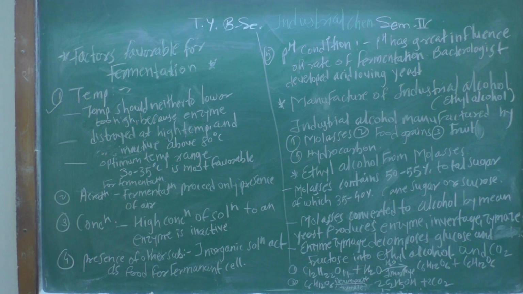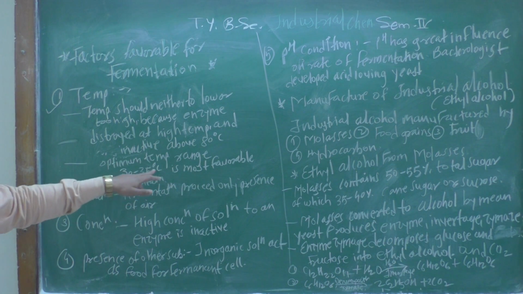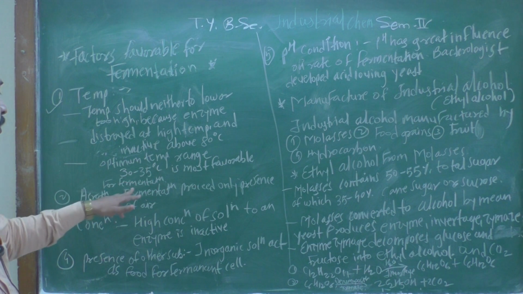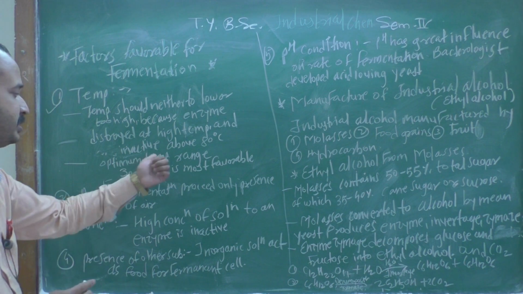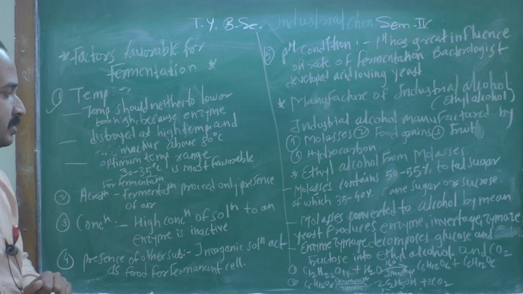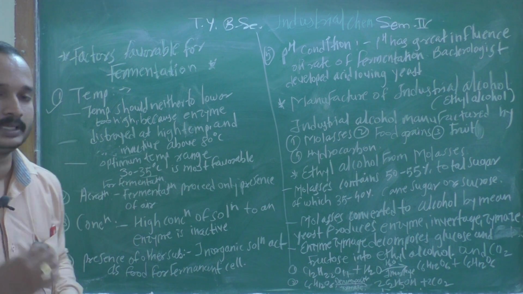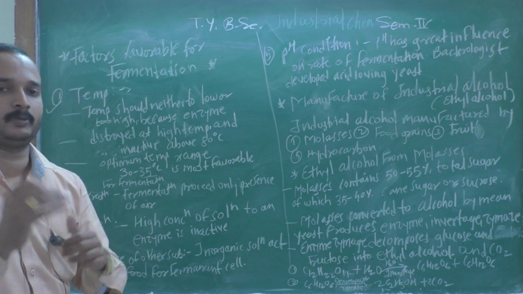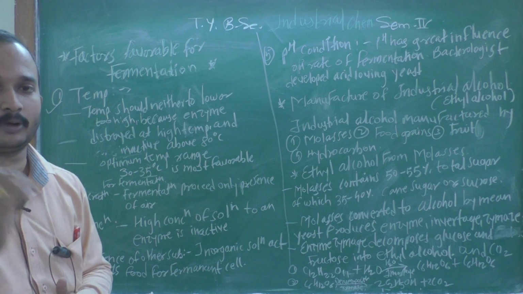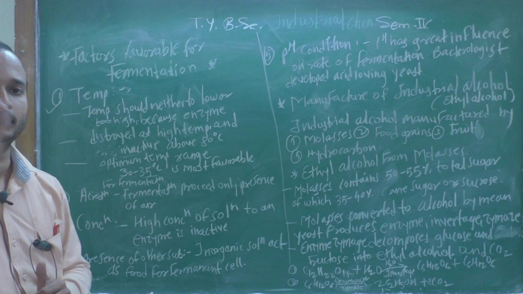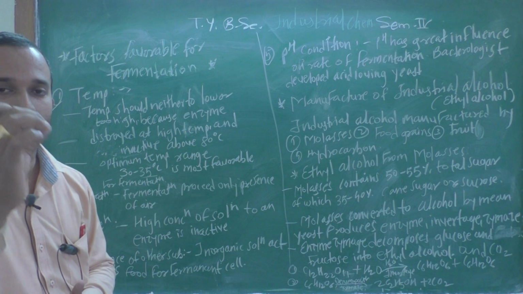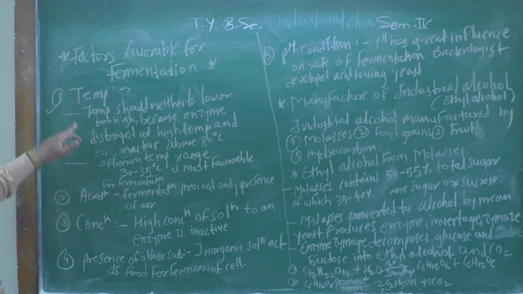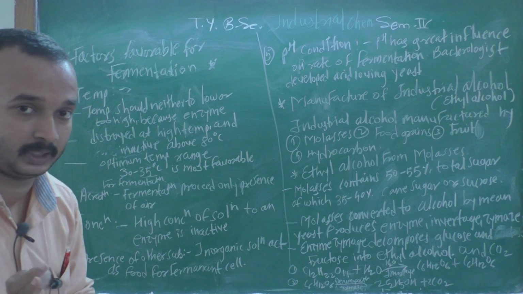So this is the first point about temperature as a favorable factor for fermentation. The second point is the optimum temperature range, 30 to 35 degrees Celsius, which is the most favorable for the fermentation process. The optimum temperature range for the fermentation process is about 30 to 35 degrees Celsius. That is all about the first factor, temperature.